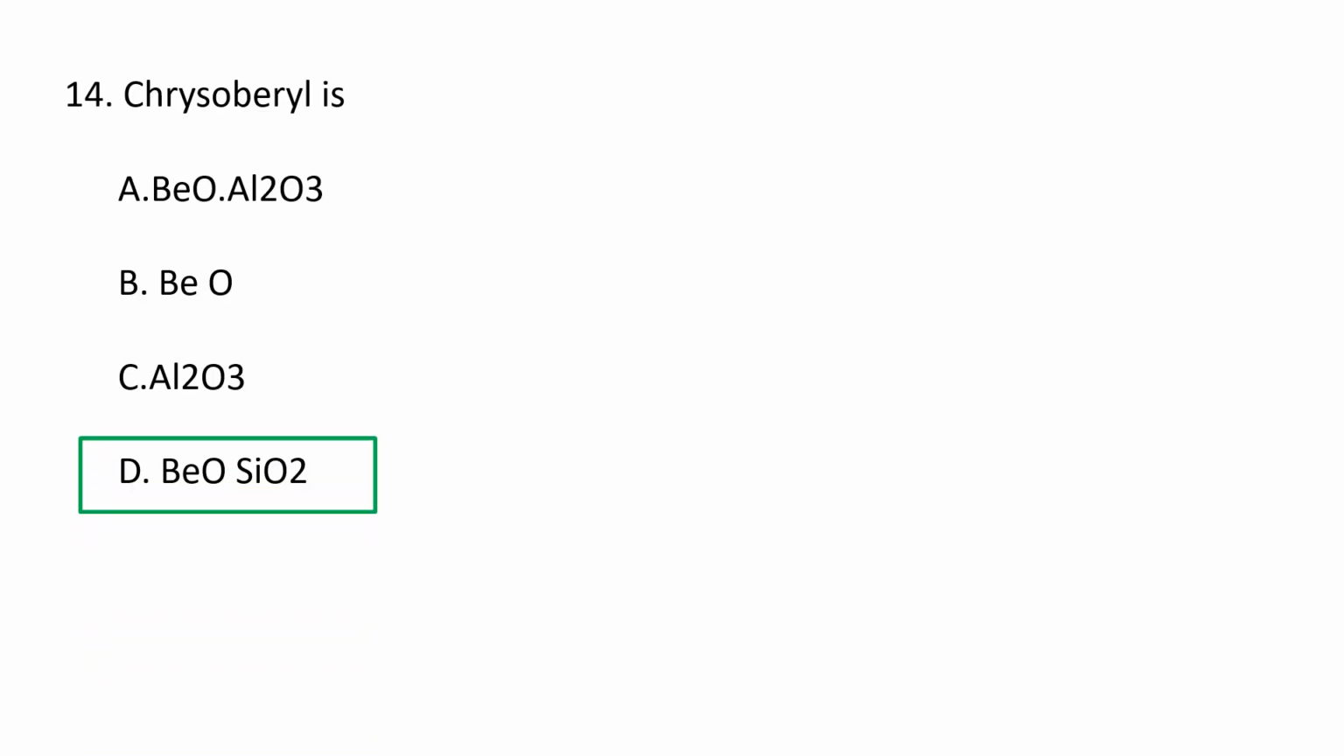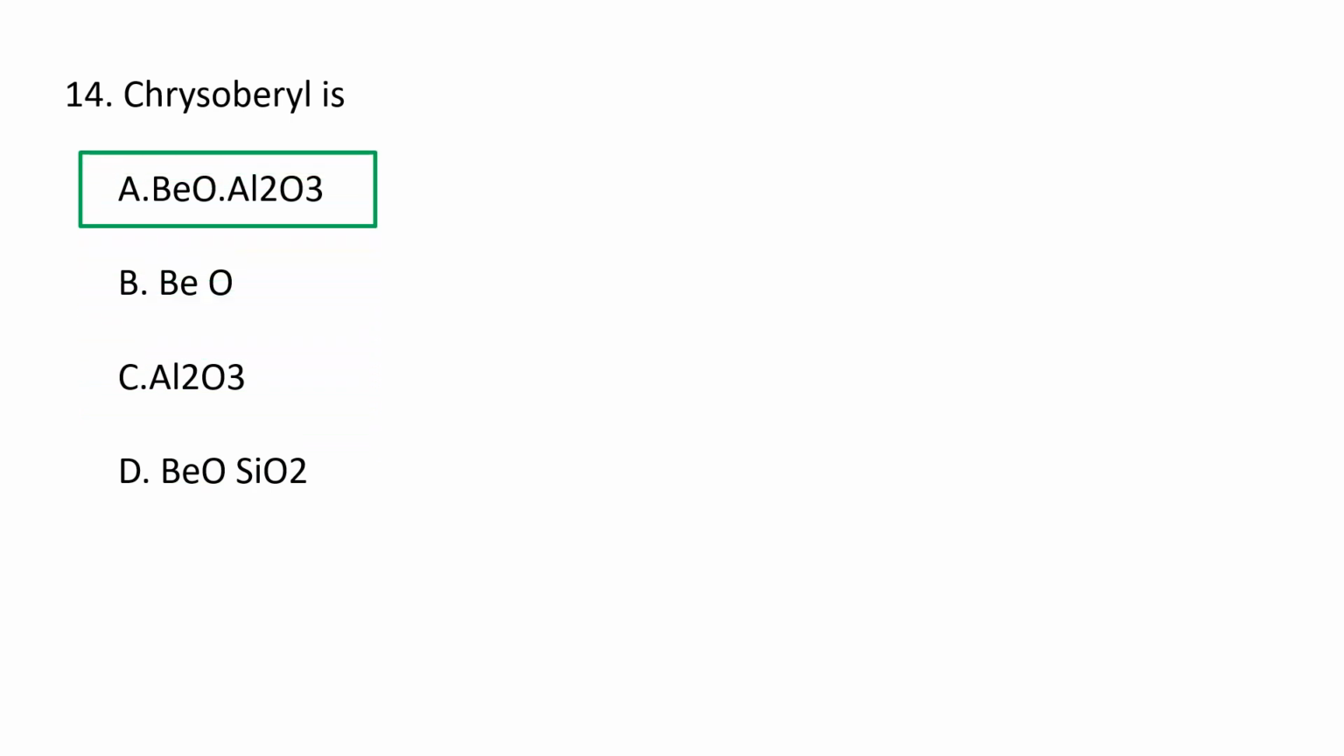Next question. Chrysoberyl is A. BeO·Al2O3, B. BeO, C. Al2O3, D. BeO·SiO2. So chrysoberyl is BeO·Al2O3. There's a small difference between beryl and chrysoberyl. Beryl is Be3Al2Si6O18, whereas chrysoberyl is BeO·Al2O3. A is the correct option.